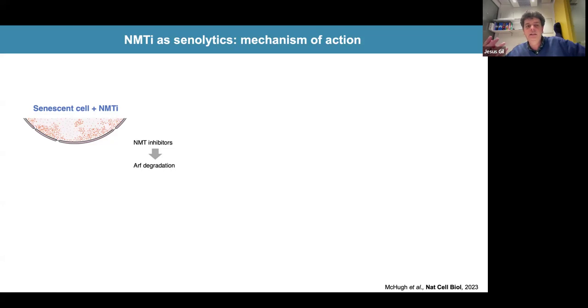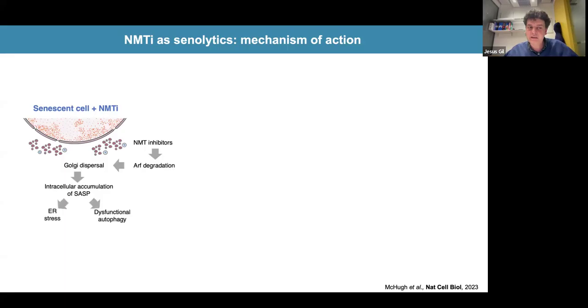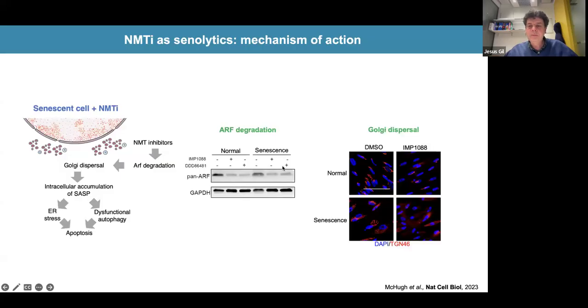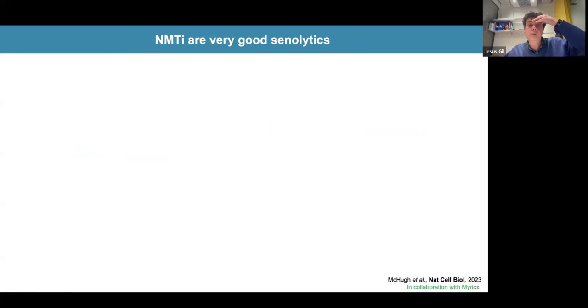And basically what we thought is that if NMT inhibitors inhibit the myristoylation of ARF, it is known that that might trigger the degradation of ARF because it's not myristoylated at the N-terminus. And eventually that will mimic what happens when we knock down or degrade some of the other COP1 components. So it will cause Golgi dispersal, intracellular accumulation of the SASP, ER stress, and dysfunctional autophagy. In fact, that's the case. If we treat with two different NMT inhibitors, the levels of ARF decrease independently of senescence, but eventually that results in this Golgi dispersal and all the other phenotypes associated with this COP1 inhibition.